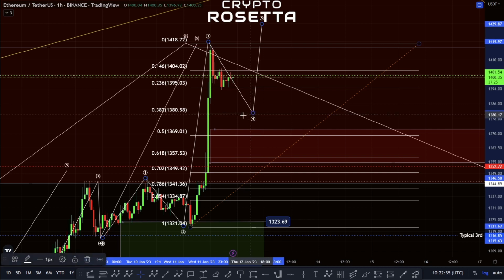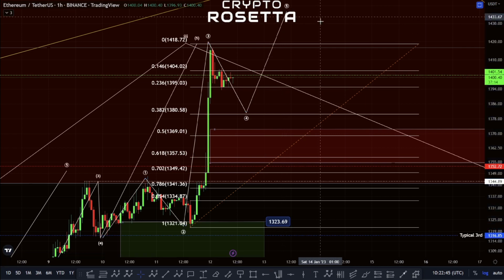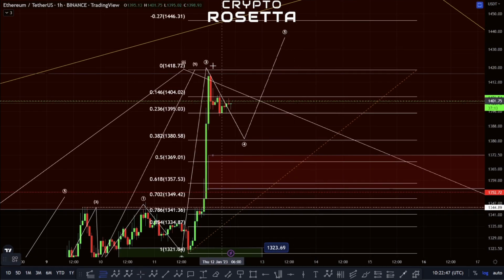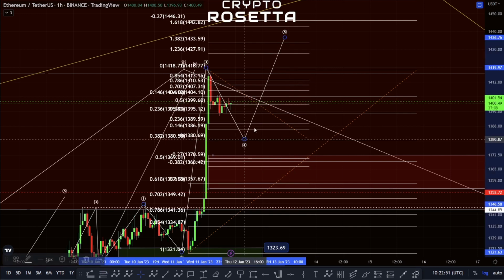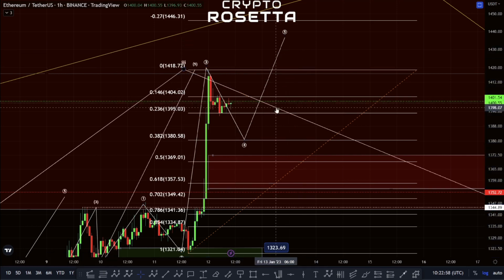area here of this fourth wave to this 382 zone, which is this 1380, towards this 50%, which is this 1369. So this would be a little area that we could look to be targeting out before looking to push back to the upside. So with this being said, if we move down to this 382 zone, what we'd be looking for is a move to this 1442 to this 1427 as a typical area that we could look to target out.